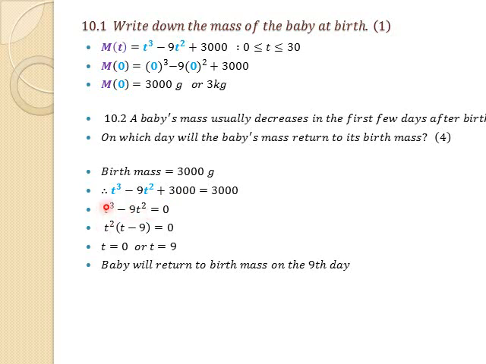Take out t squared as a common factor. t cubed divided by t squared gives me t. 9t squared divided by t squared gives me negative 9. Right, so t equals 0 or t equals 9. So at birth the baby weighed 3000, and on the 9th day the baby also weighed 3000. Oh, not 3000 kgs, that's too heavy. 3000 grams or 3 kgs.